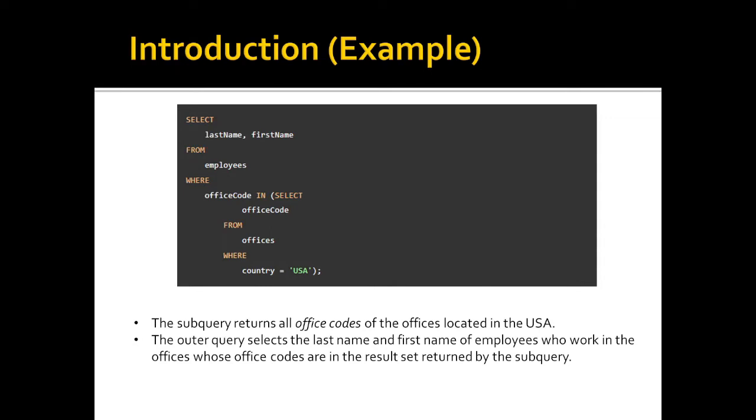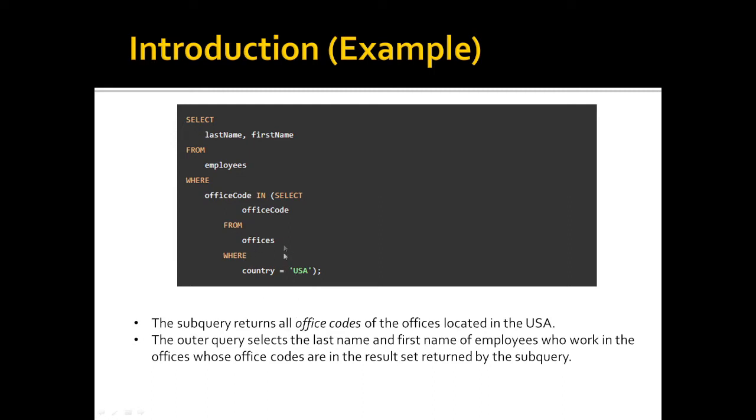So here's an example. We have SELECT last name, first name FROM employees WHERE office code IN, then we have SELECT office code FROM offices WHERE country equals USA. So the subquery returns all office codes. This is the subquery enclosed in parentheses. So it returns all office codes located in the USA. That's why we have here SELECT office code FROM offices WHERE country equals USA.